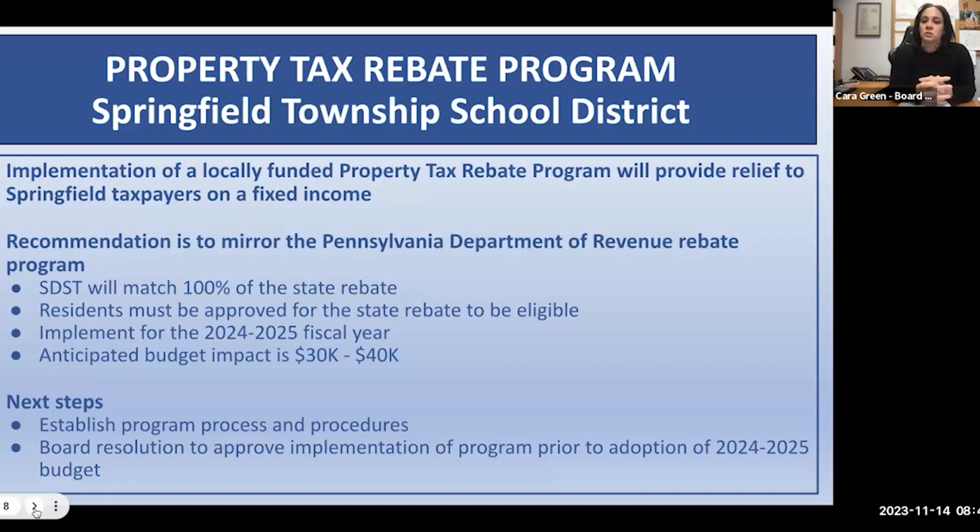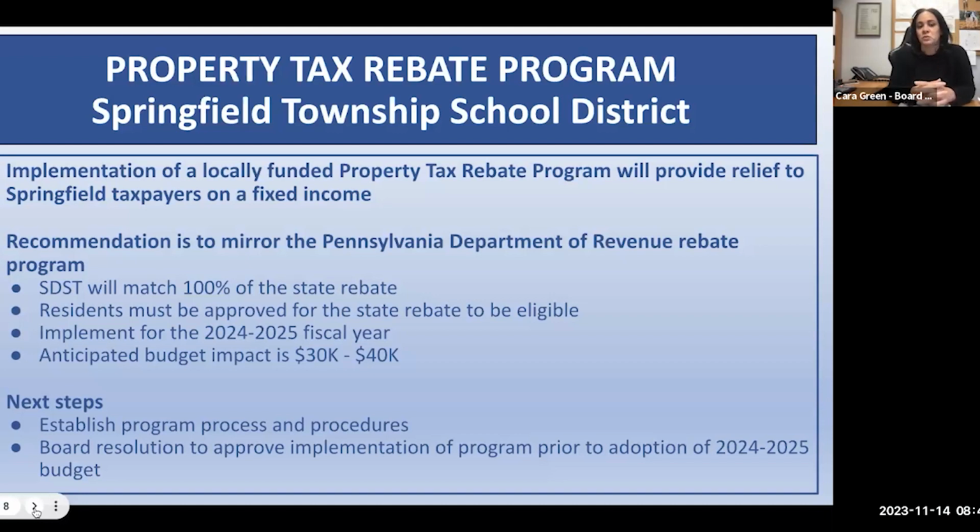So our recommendation is to mirror the Pennsylvania Department of Revenue rebate program at 100%. I did some research as far as other districts on the cost, because that cost is absorbed by the district. So the anticipated budget impact, which we won't know until we see participation, but what I've seen at other districts, it's about $30,000 to $40,000 is what the budget impact is for implementing this program.